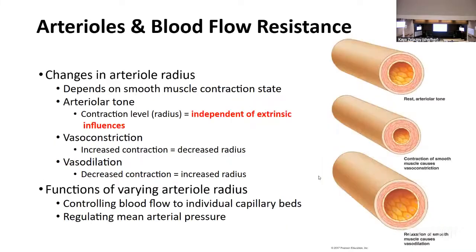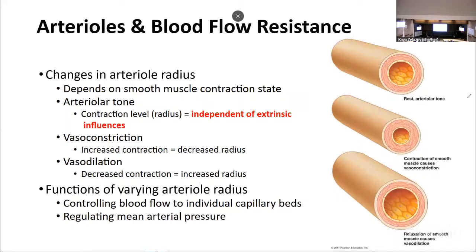Okay. So here we can see some different options for our arterioles, right? So at rest, here we see the diameter of an arteriole. And we can see that diameter, and therefore the radius, can both get smaller and larger, right? So when we're at rest in an arteriole, we're kind of in the middle. So that's our arteriolar tone, okay?